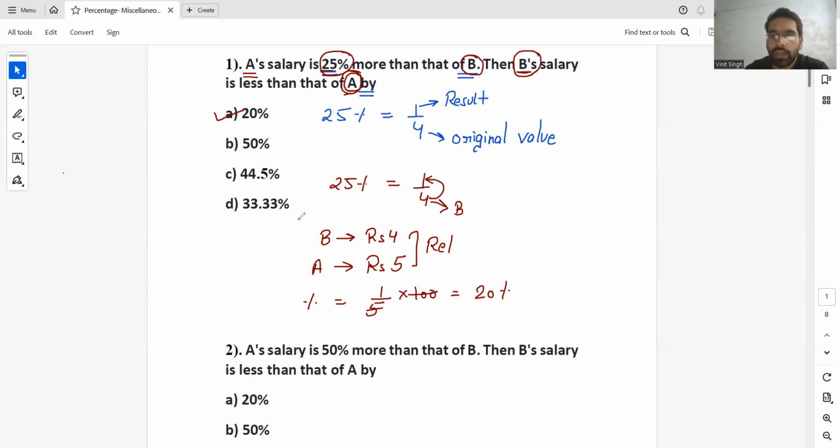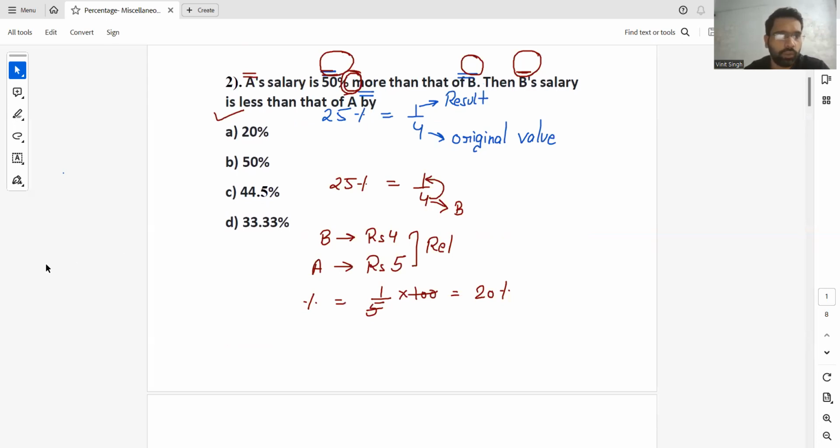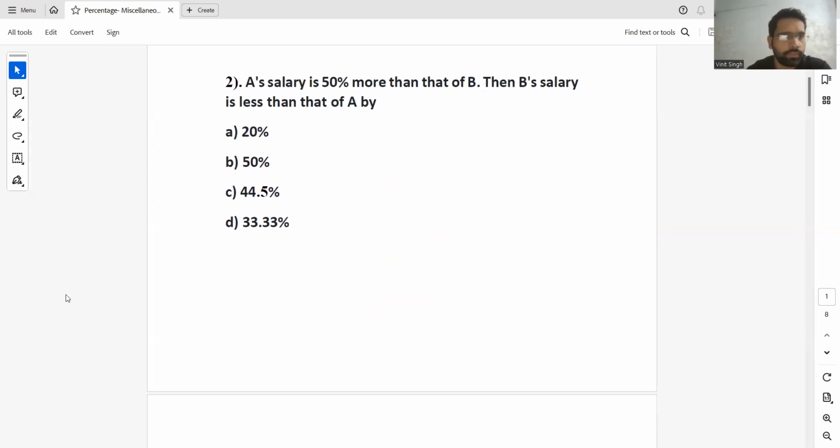Clear? Now, by applying this method, you can directly and easily solve this type of question in minimum time. Whether 10, 20 seconds, you can solve these types of questions. Now, question number 2. Now, if you are getting any problem regarding any question, then you can ask in the comment section. Now, next question number 2. Now, question number 2 is very similar to question number 1.